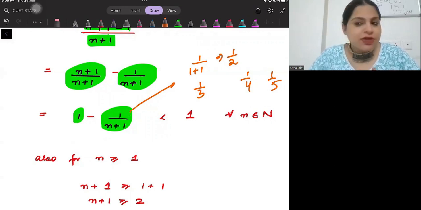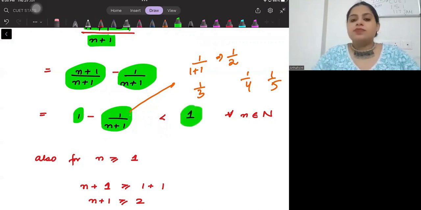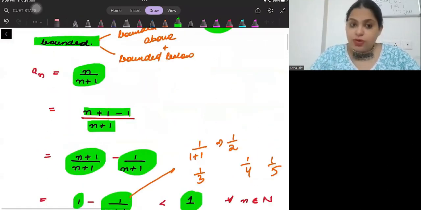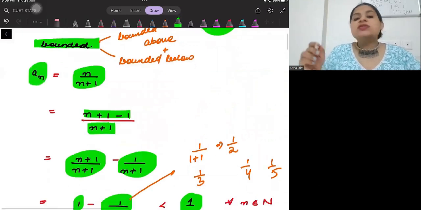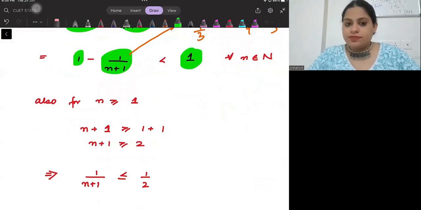You're subtracting something from 1. If you're subtracting something from 1, it must be less than 1. So we have found out that this sequence has an upper bound of 1. It cannot exceed 1. Right?